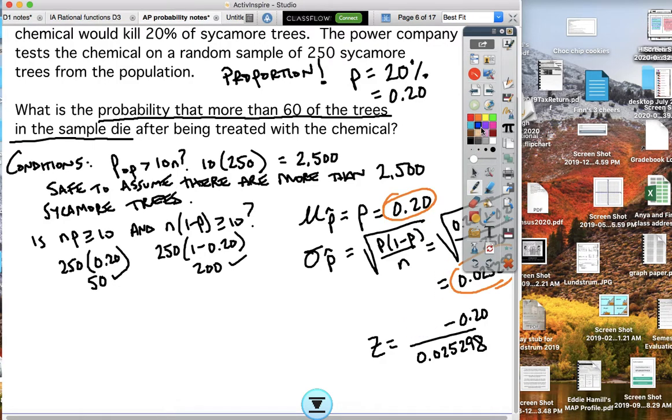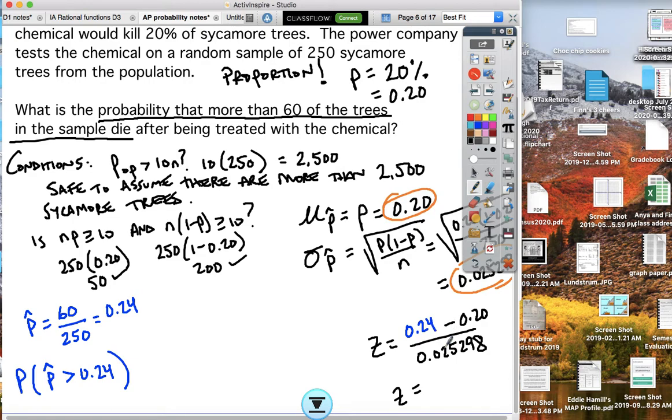Remember, we're dealing with proportions. So what is the sample proportion here? 60 out of how many in the sample are dying? The sample was 250. So the proportion of my sample that are dying is 60 divided by 250, which is 0.24. That is what I'm trying to figure out. I'm trying to figure out the probability that my sample proportion of trees that are dying is more than 0.24. So 0.24 is going to go here when I try to find my z-score.